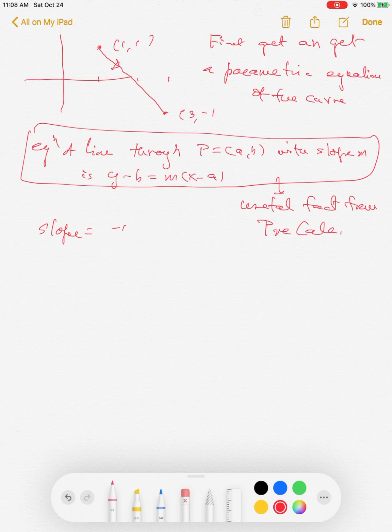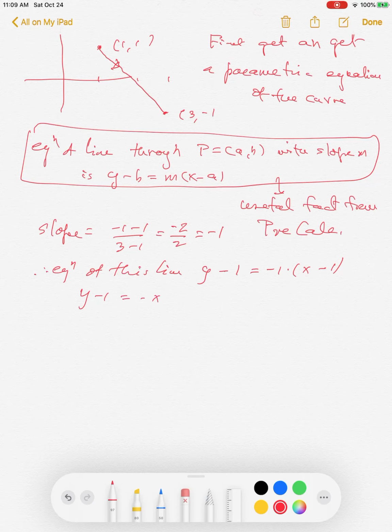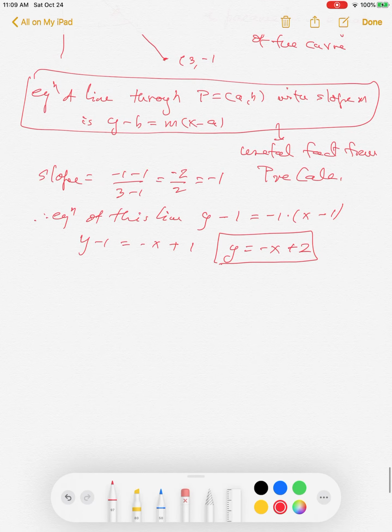So I want to compute, first of all, the slope, which is the difference in y coordinates, -1 over 3 minus 1, which is -2 over 2, which is -1. So therefore the equation of this line is y minus, now we pick (1, 1), y minus 1 equal to m times x minus 1. So the equation is y equal to 1 plus, well, I'm doing it a bit faster than I should. So I will write this as y minus 1 equal to minus x plus 1. So I write this as y equal to minus x plus 2.